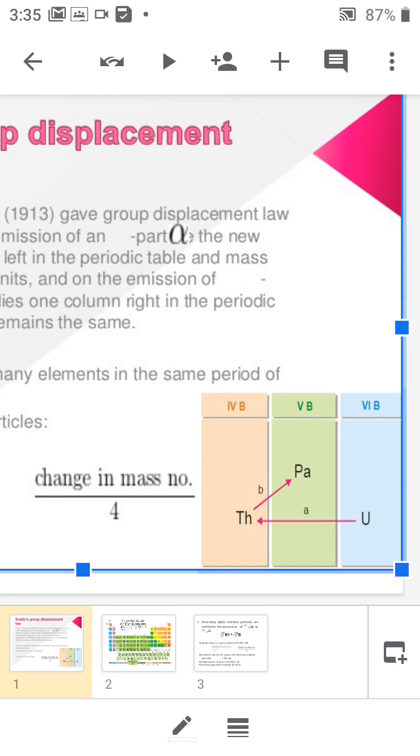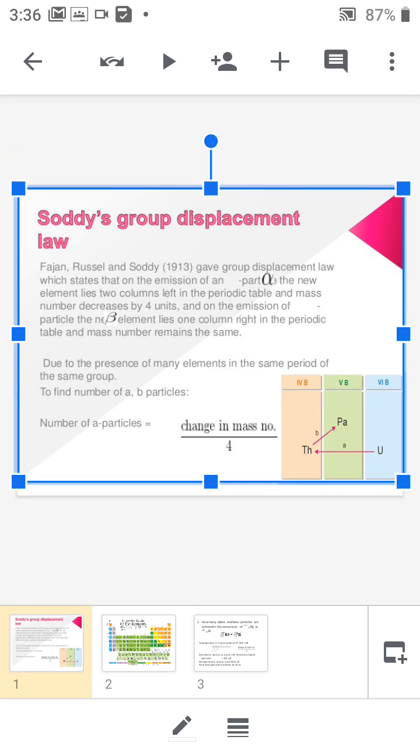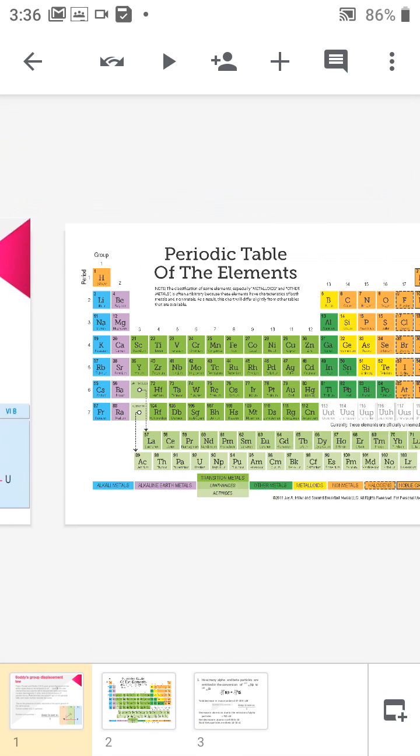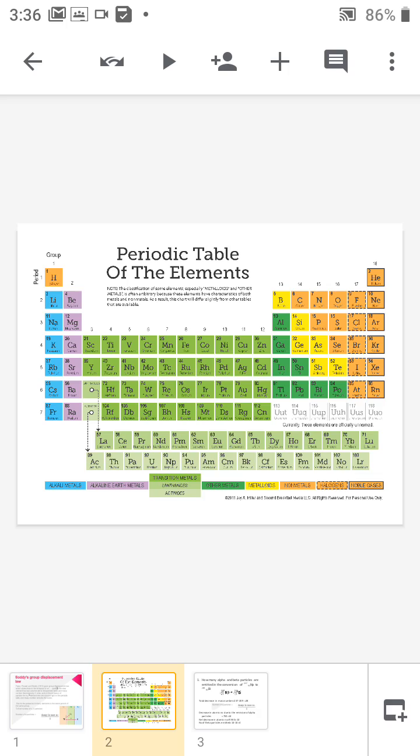And one more concept. The total number of alpha particles emitted by the parent nuclei can be determined by an equation, that is the change in the mass number of the parent and daughter nuclei divided by 4. So we will get the total number of alpha particles emitted by the parent nuclei.